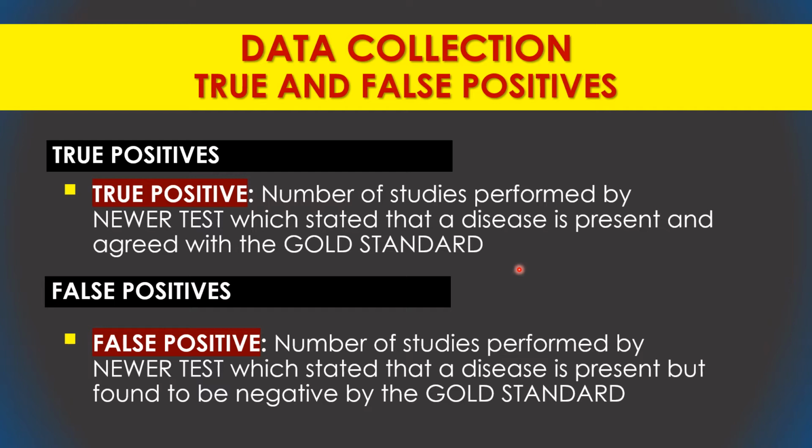So the test here, we call it a positive test of the new test, is a true positive test. On the other hand, if the new test said that there is a disease, but the gold standard says no, there is no disease, you are wrong. So in this condition, we call it a false positive. So now we know the difference between the true positive and the false positive. Both the new test said they are positive, but one here is a true positive and the other one is a false positive.